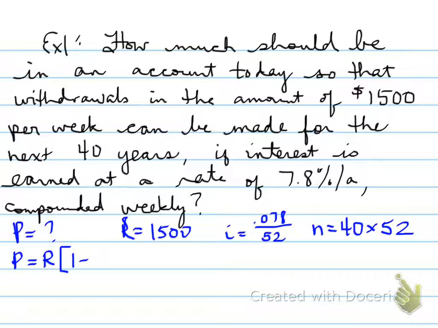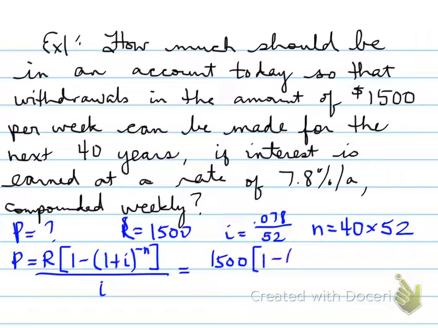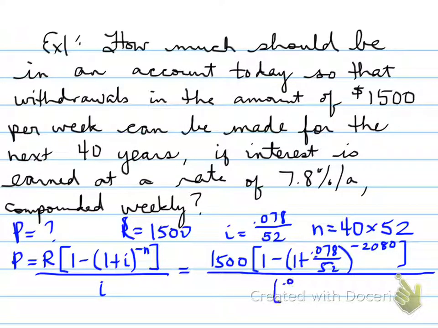What you have to do is plug this information into the equation. We do that by plugging in the original equation: 1,500 times 1 minus 1 plus I to the power of negative N, where N is 2,080, all divided by I. This formula right here, the one with the red hand, is a very important formula for you to memorize. This particular formula can help you figure out how much you need to retire with.